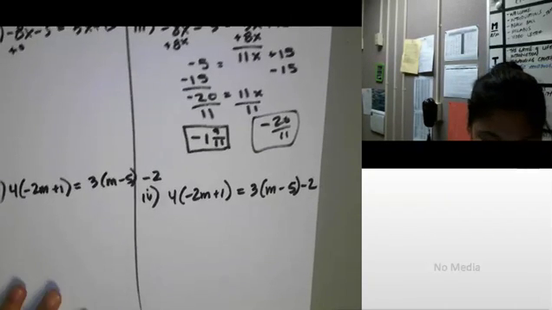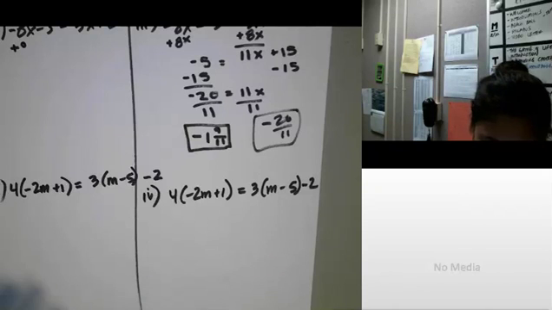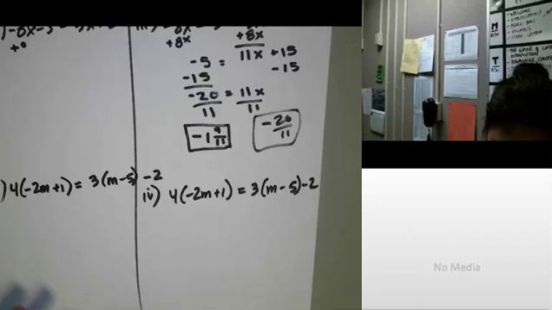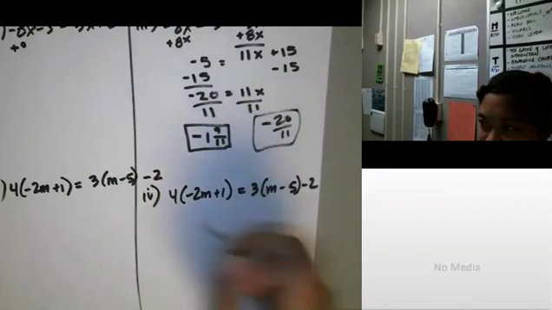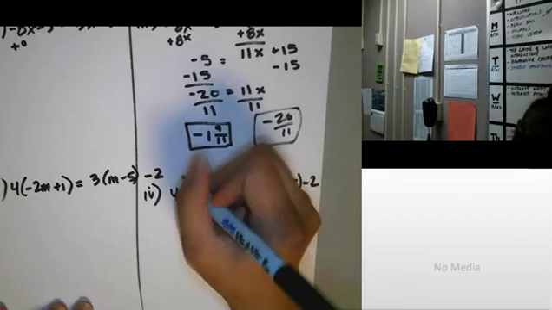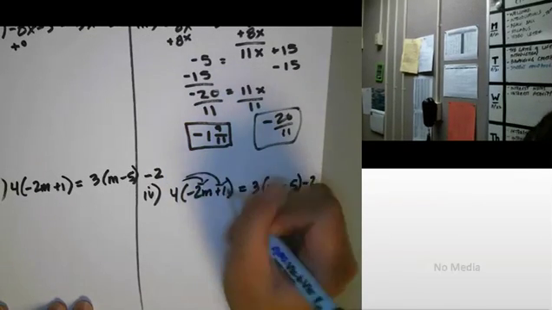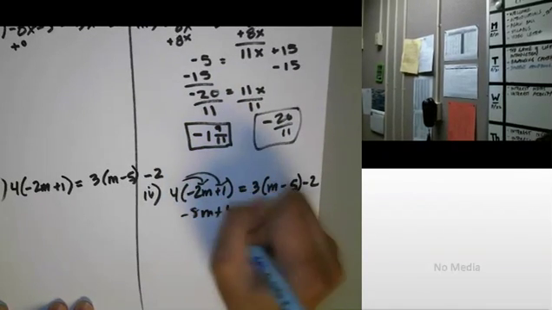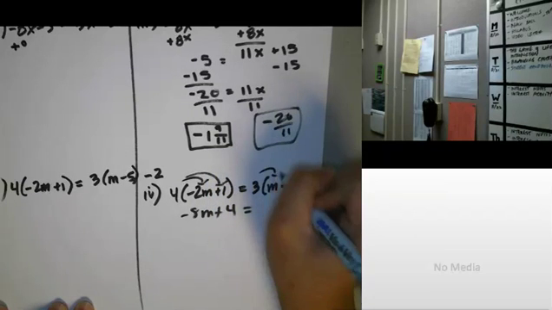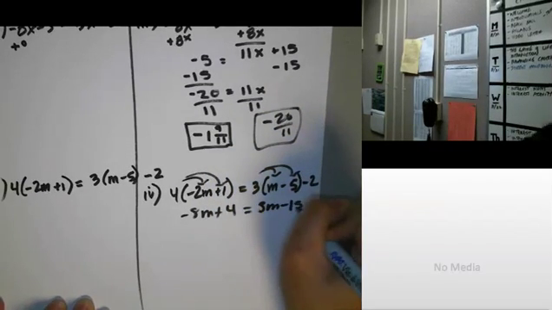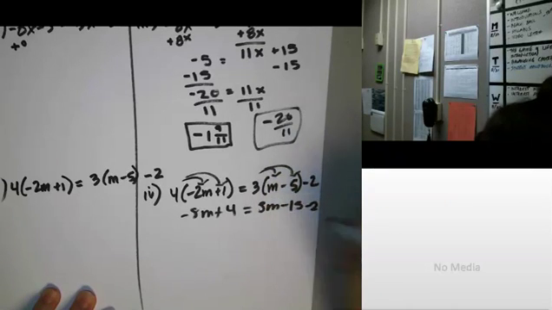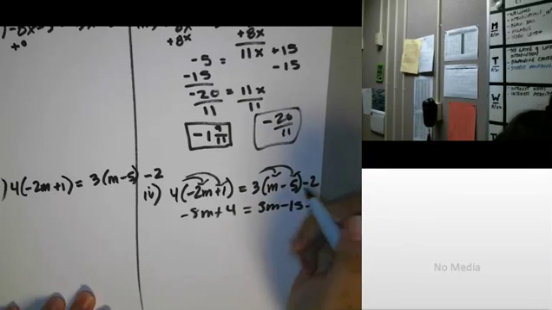Okay, again, everybody out here, try this on your own. See if you end up getting the same thing. I will narrate as Josephine starts to solve this problem. All right, so Josephine is using the distributive property on parentheses number 1, and she gets negative 8m plus 4. Then she uses the distributive property on the second parentheses, and she gets 3m minus 15, and then there's the negative 2 at the end.